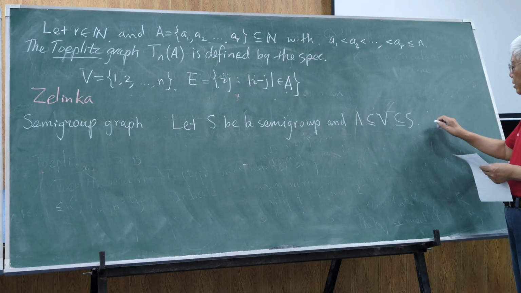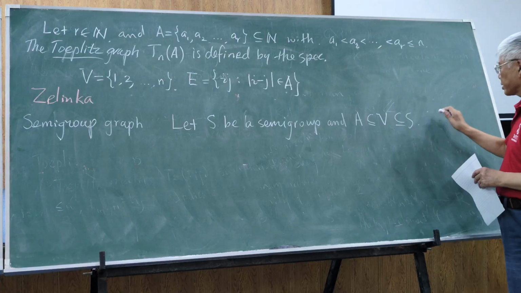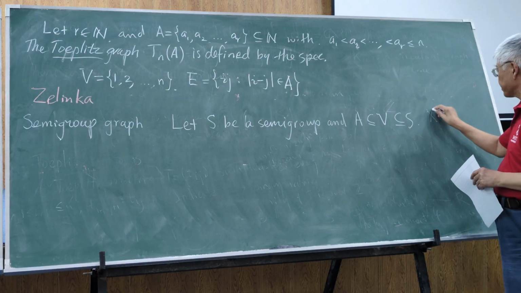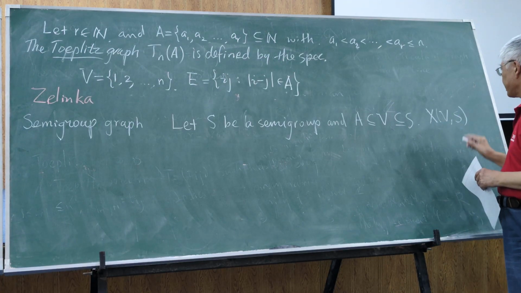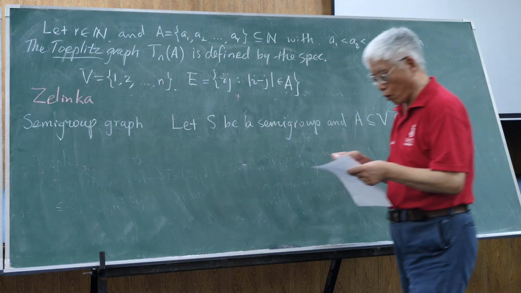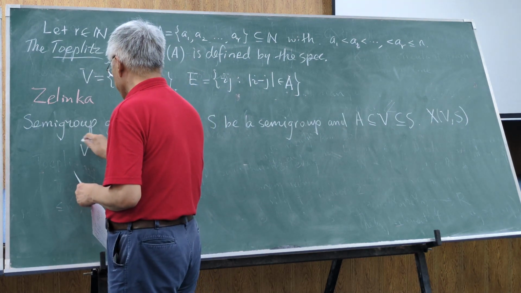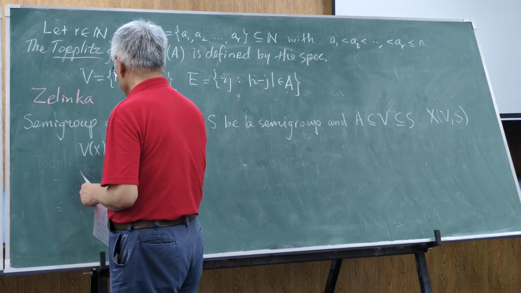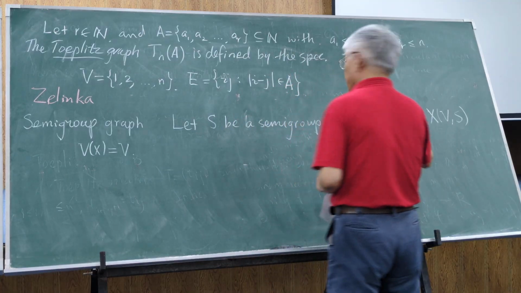Then a graph can be defined. We're going to call it X, a semigroup graph, defined with the specification below. So I'm omitting that word. So that the vertex set of X is B, that subset we chose from the semigroup.